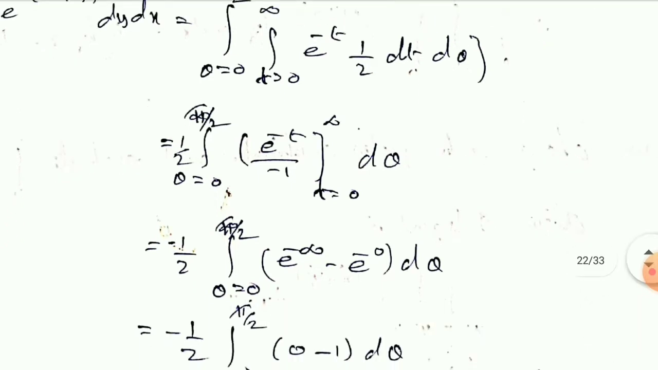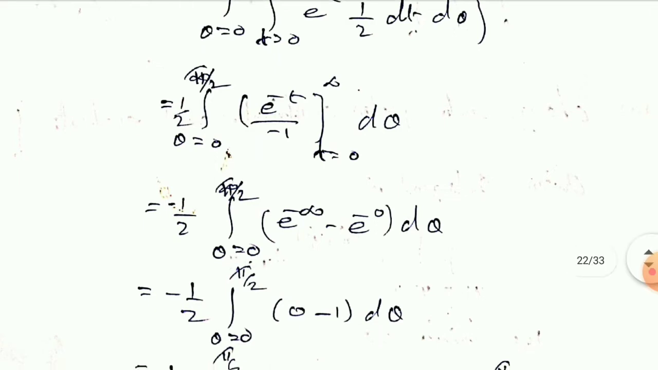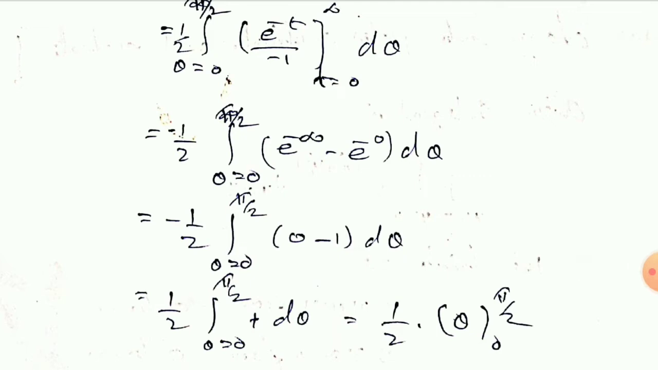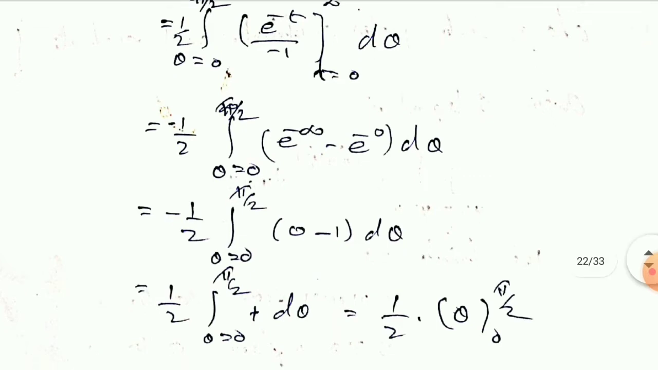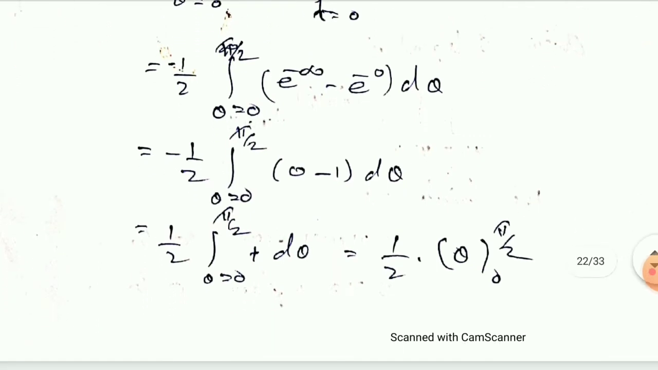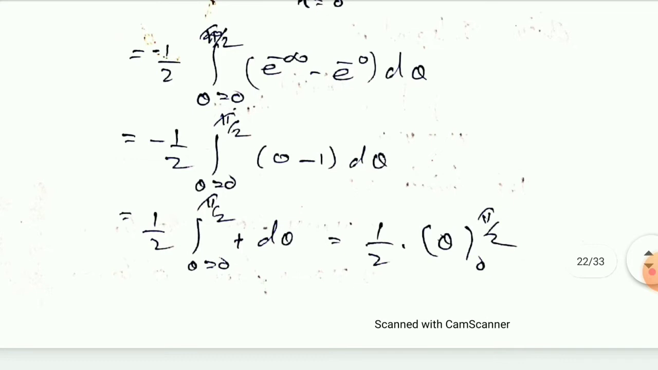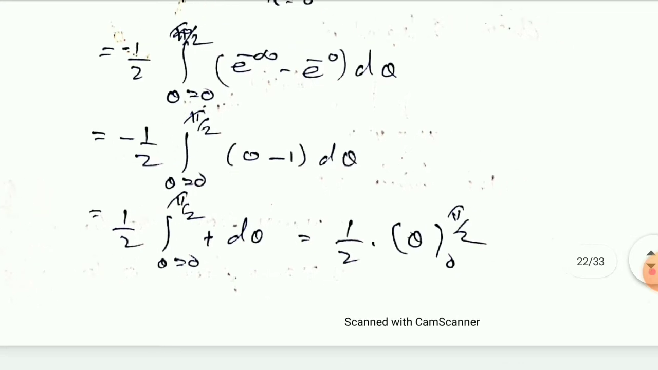Limits t equal to 0 to infinity, upper limit minus lower limit. And remember, e power minus infinity is always equal to 0 and e power 0 is 1. So finally, on making the simplification, it is 1 by 2 integral theta equal to 0 to pi by 2. You will be having only 1 d theta. Okay. So after getting that, now you directly substitute that value here.